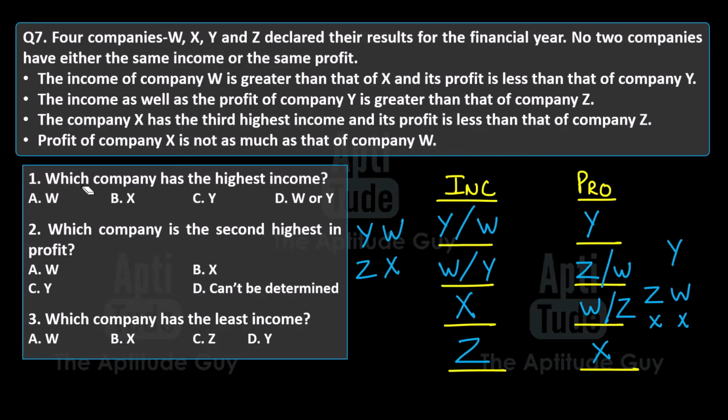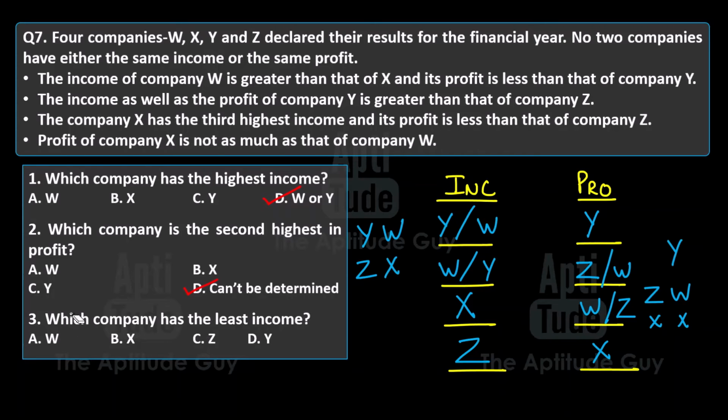Question number 1 says, which company has the highest income? Which company has the highest income? It is either Y or W. Many of you would have marked option A, many of you would have marked option C. But the actual correct answer is option D. W is possible, Y is also possible. Now, which company is the second highest in profit? Second highest in profit is either Z or W. So obviously the answer is option D again, cannot be determined.